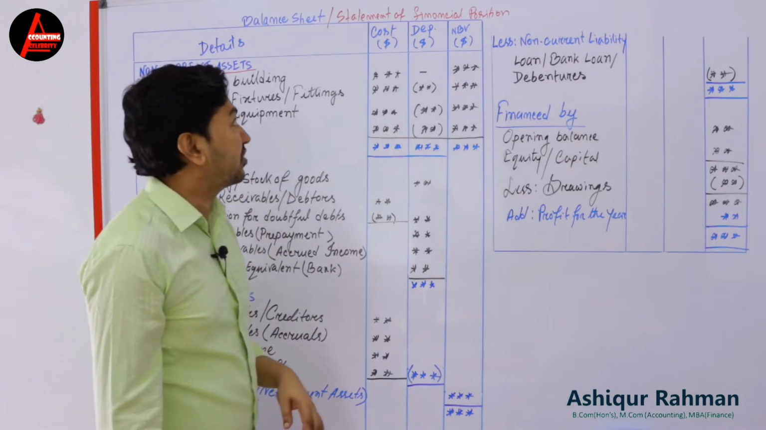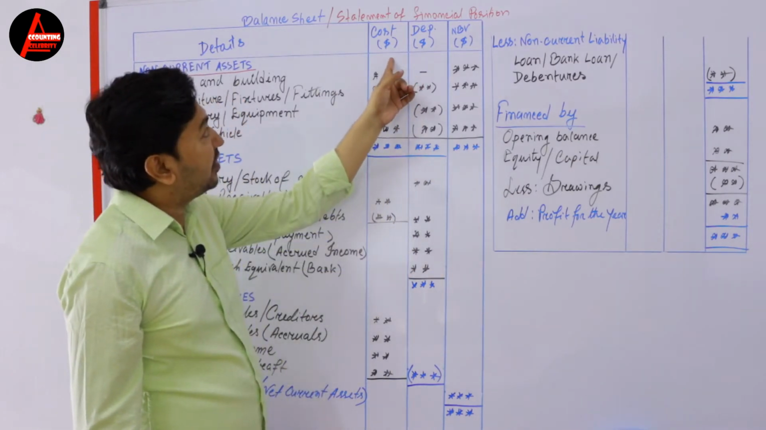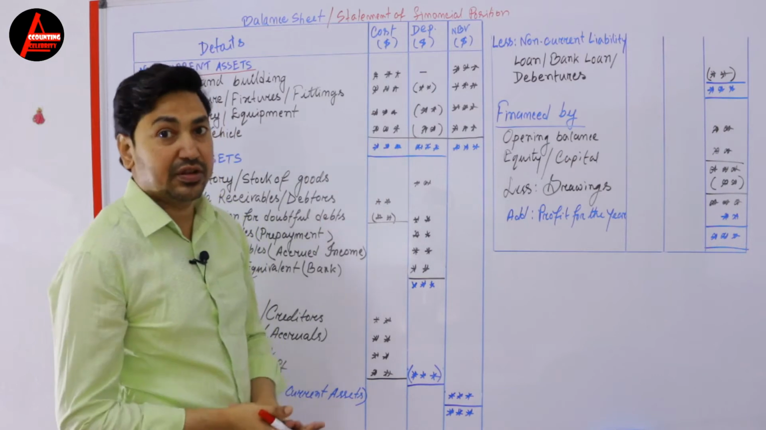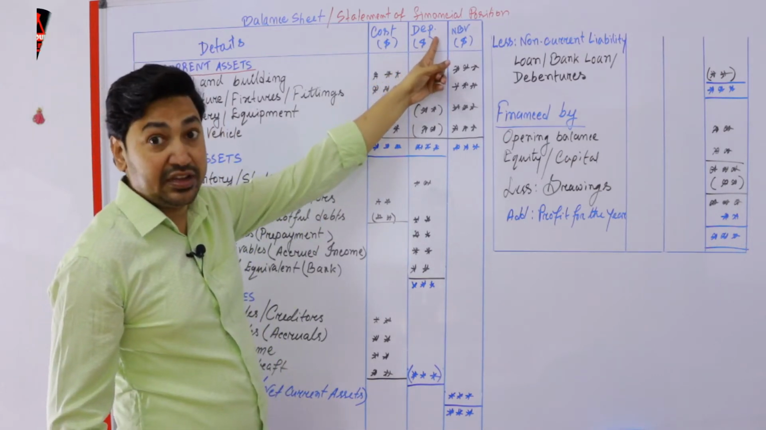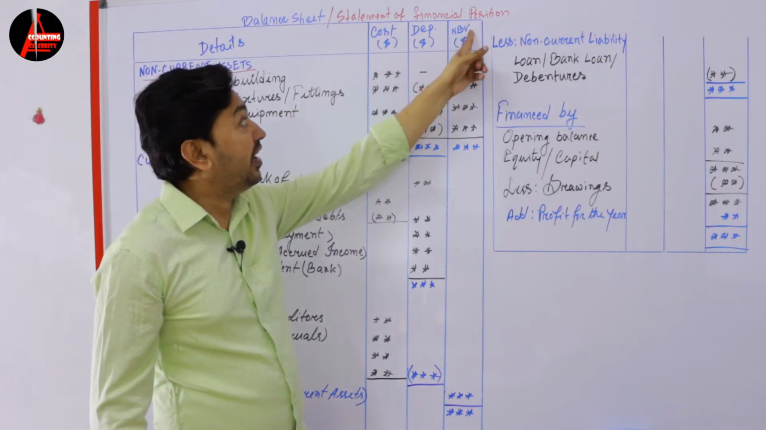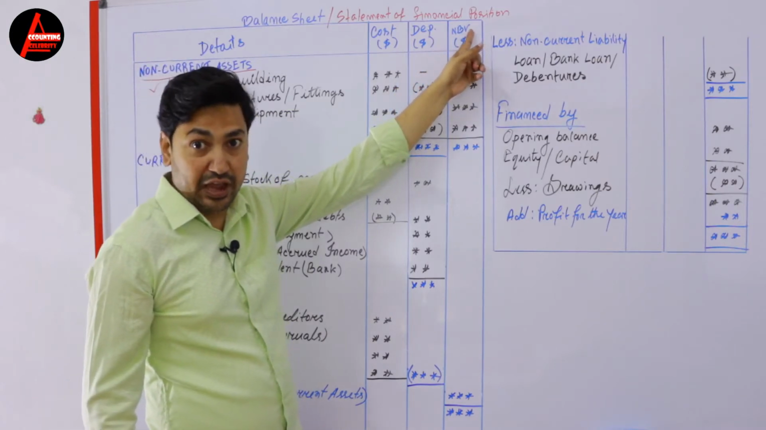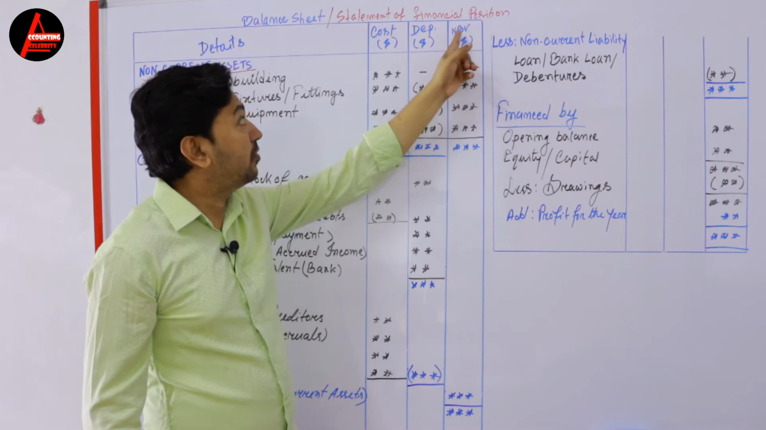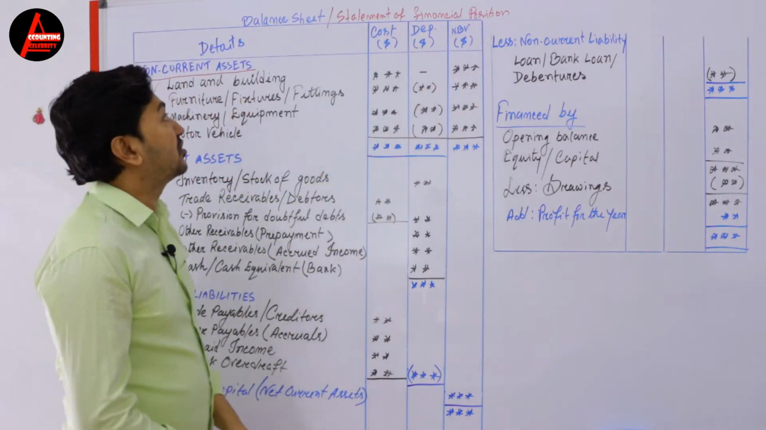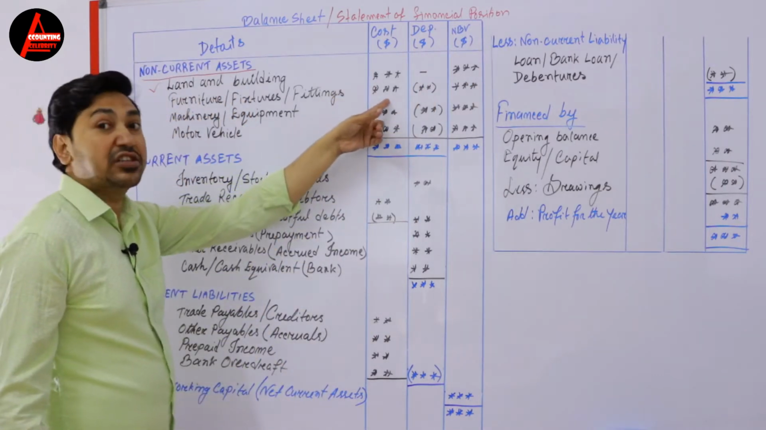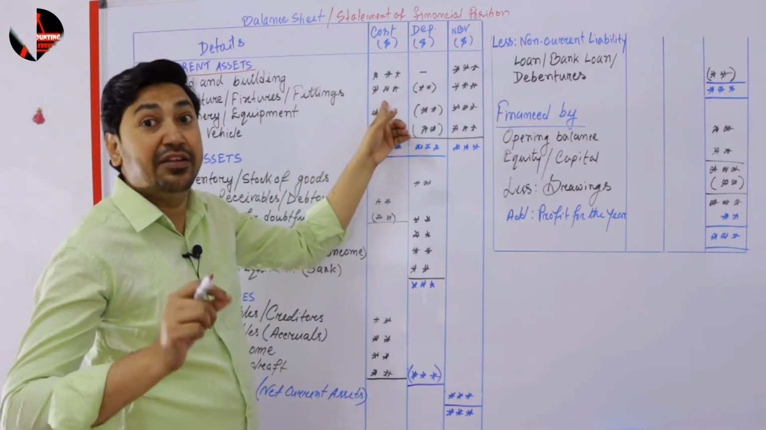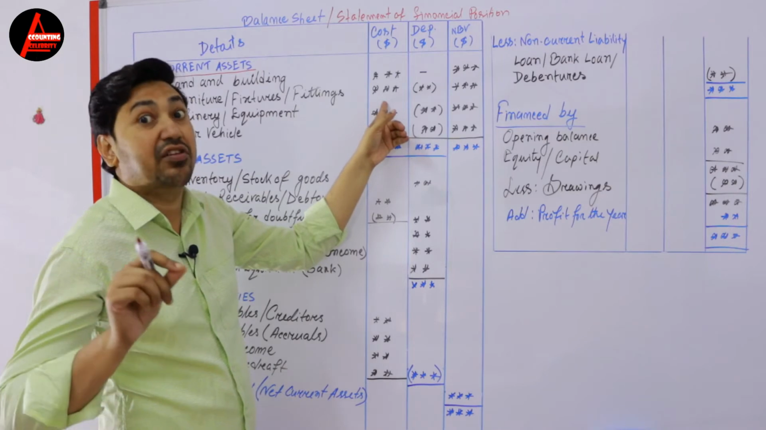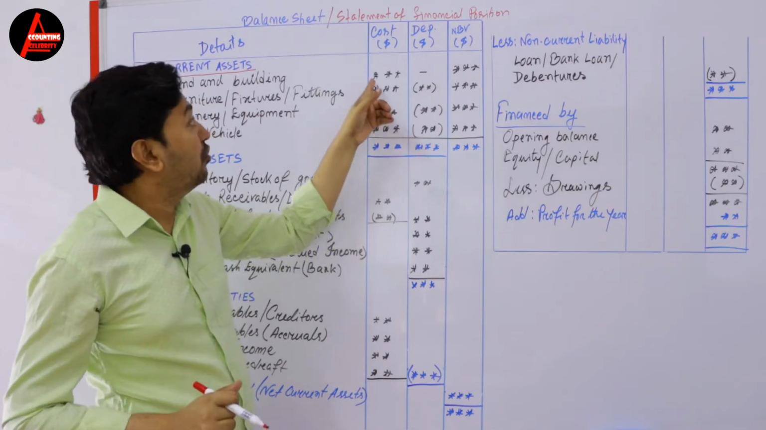You might have noticed here we have 3 columns. The first one is cost, then depreciation, then net book value, NBV. So you have to write here the cost value of your non-current asset. It will be clearly written in the question, the cost price, cost value.